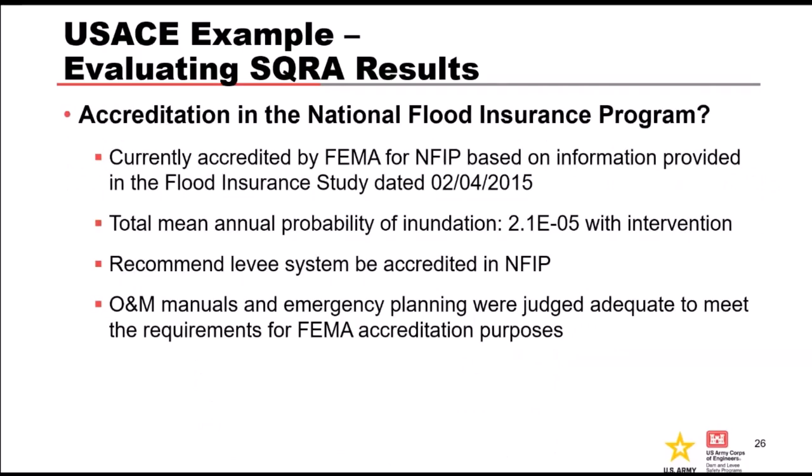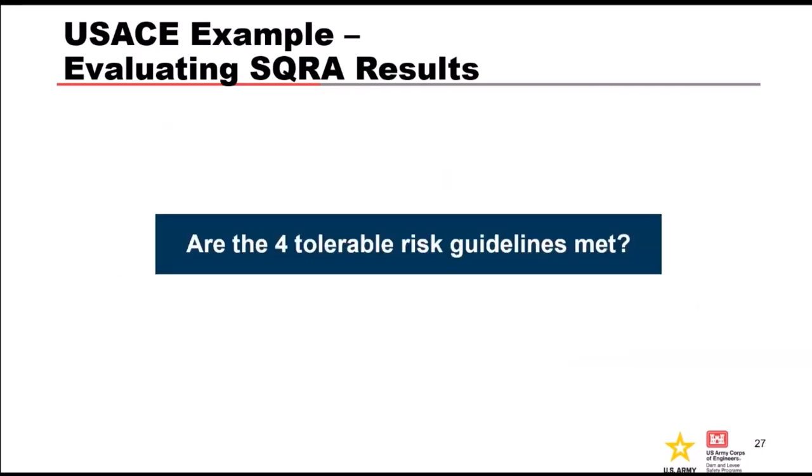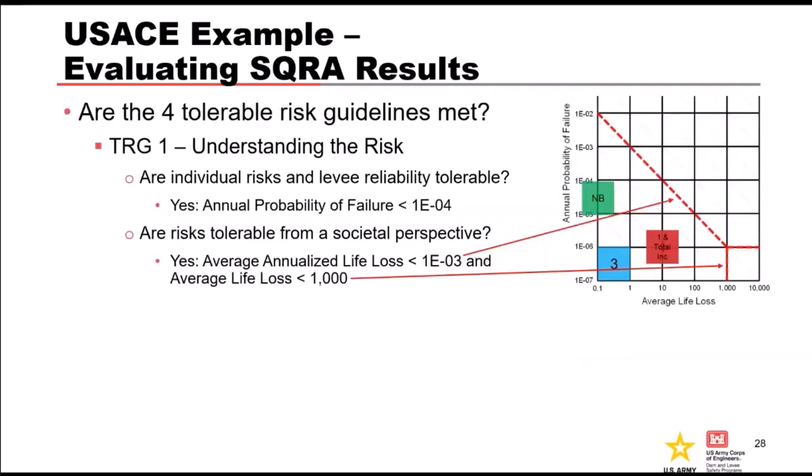So we recommended the levee system be accredited. They reviewed the O&M manuals, emergency planning, and some of those other things that need to be considered, and they were judged adequate to meet the requirements of FEMA accreditation purposes. So what about those other tolerability guidelines that account for how the people who live behind the levee act and how those who are responsible for managing the levee act? Are they met? TRG1, understanding the risk. Are individual risks and levee reliability tolerable? Yes. Not only are we meeting our societal risk here, but we are also greater than 1 order of magnitude below our incipient overtopping.